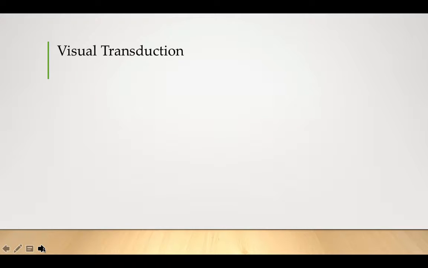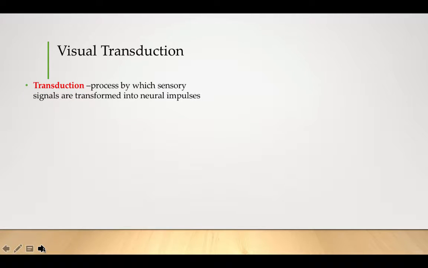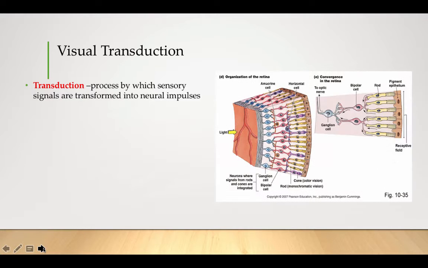So let's get started. As we talk about visual transduction, remember this is a very important term in this unit. You really have to know this term and be able to explain it. This is the process by which sensory signals or stimulus energy from the outside world are transformed, transferred, or translated into a neural impulse that the brain can read and make sense of.